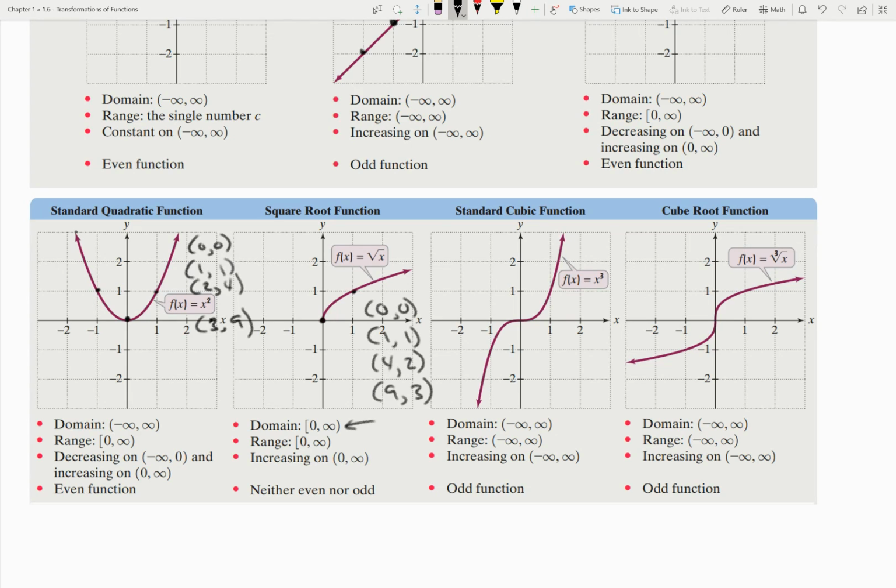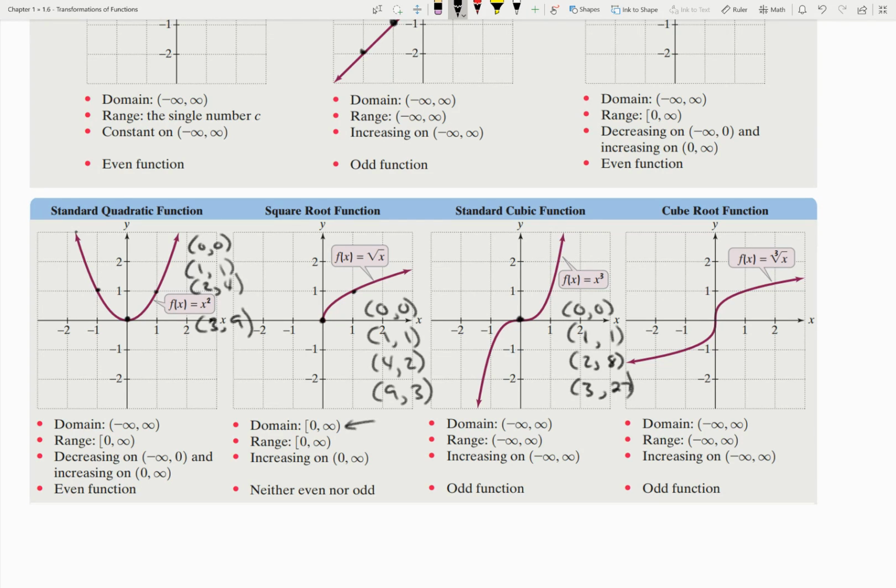So the standard cubic function, right? We have this middle point right here, this inflection point. 0 cubed is 0, 1 cubed is 1, 2 cubed is 8, 3 cubed is 27. So those would be the points on this graph, as well as their opposites, because this function is odd. It's always increasing. Domain negative infinity to positive infinity, range negative infinity to positive infinity.